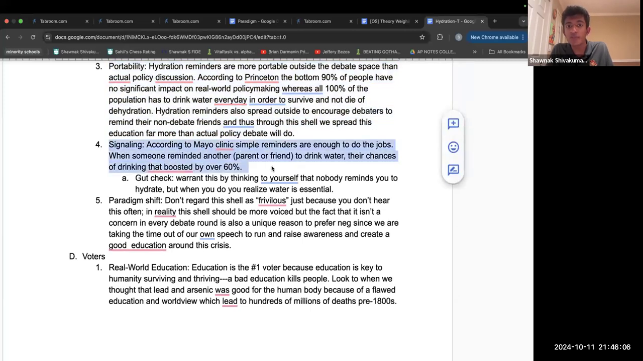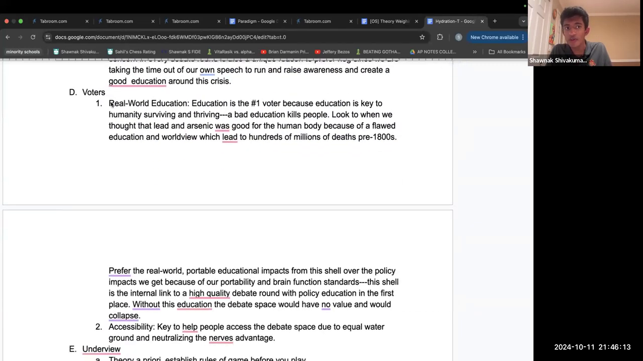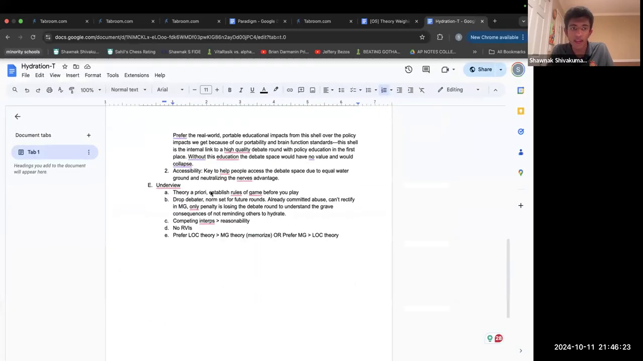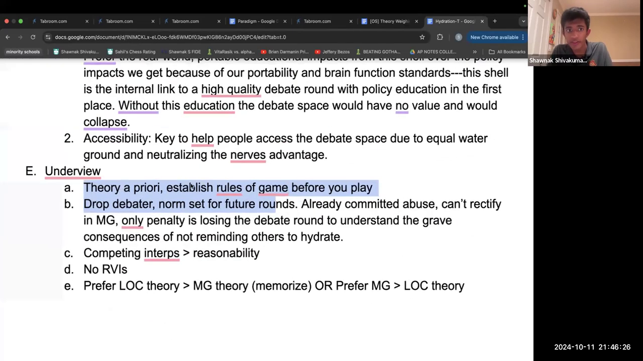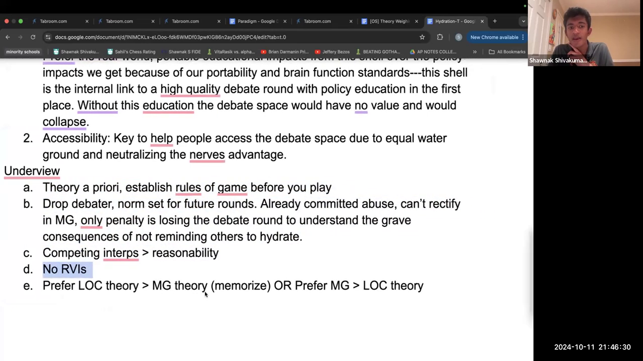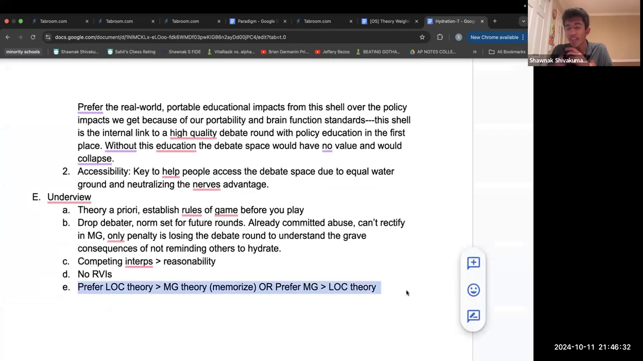4, signaling. According to Mayo Clinic, when someone reminds another to drink water, their chances boost by over 60%. Voters. Real world education. A bad education kills people. Look to when people thought that lead and arsenic were good for the human body because of a flawed education and worldview, leading to hundreds of millions of deaths. And then underview, once again, we already talked about this. Theory a priori, drop the debater, competing interps, no RVIs, and then this is where you want to put the layering: LHC theory over MG theory, or MG theory over LHC theory.